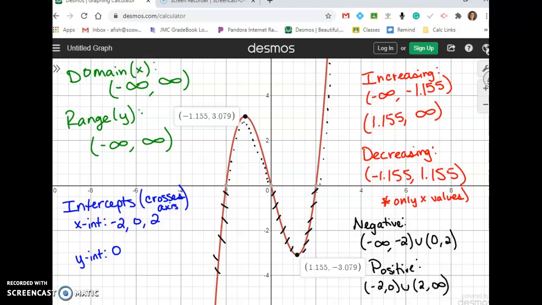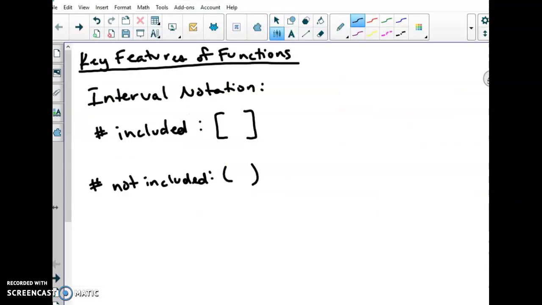Domain and range. Domain is left and right. Range is up and down. Intercepts where it crosses the axis, specifically the x-axis or the y-axis. Increasing and decreasing, that one's pretty self-explanatory. How is the graph moving as you go from left to right? Negative and positive is where you're above or below the x-axis. Something to note that you might want to put on here, when it's the numbers not included, you use parentheses, or if you're using negative infinity or positive infinity.